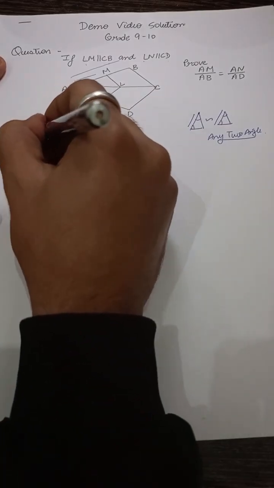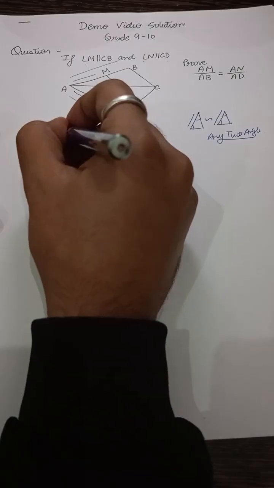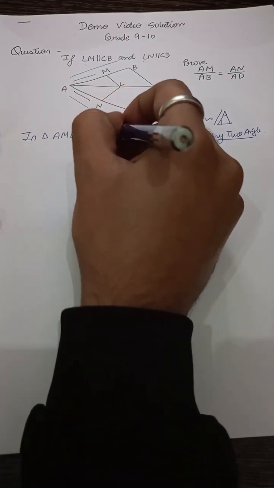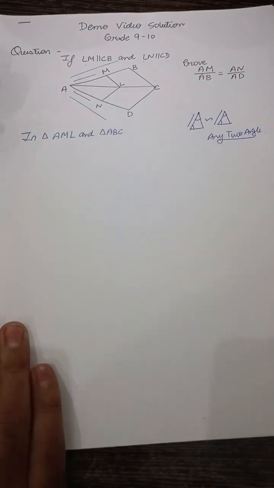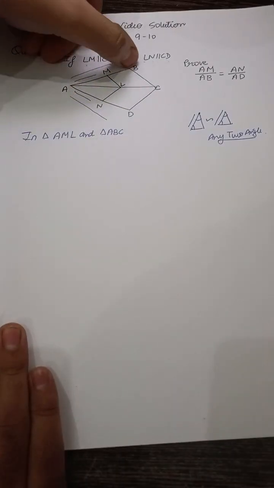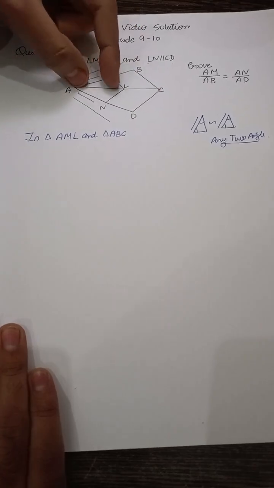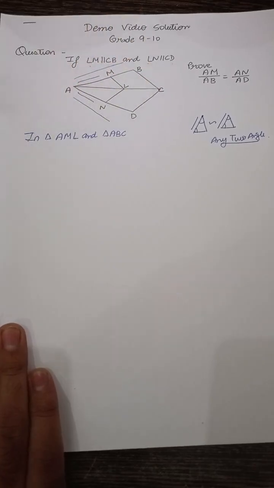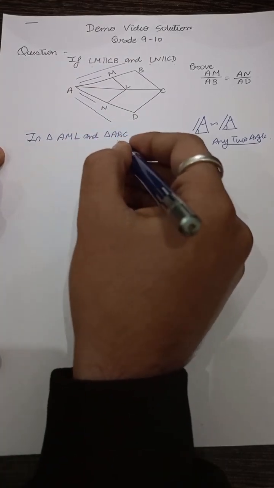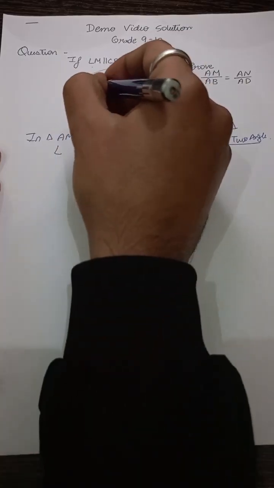In this question we are using two triangles. Firstly, in triangle AML and triangle ABC. Let's look at the triangles AML and ABC. These are the two triangles I'm taking right now: this small one, and this big one on the upper side of this figure. So in triangle AML and triangle ABC, I say angle A is common in both of them.